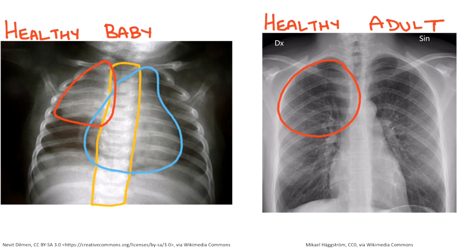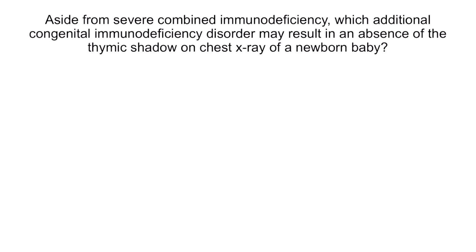Aside from severe combined immunodeficiency, which additional congenital immunodeficiency disorder may result in an absence of the thymic shadow on chest X-ray of a newborn baby? Absence of thymic shadow on chest X-ray of a newborn may be seen in severe combined immunodeficiency and DiGeorge syndrome.